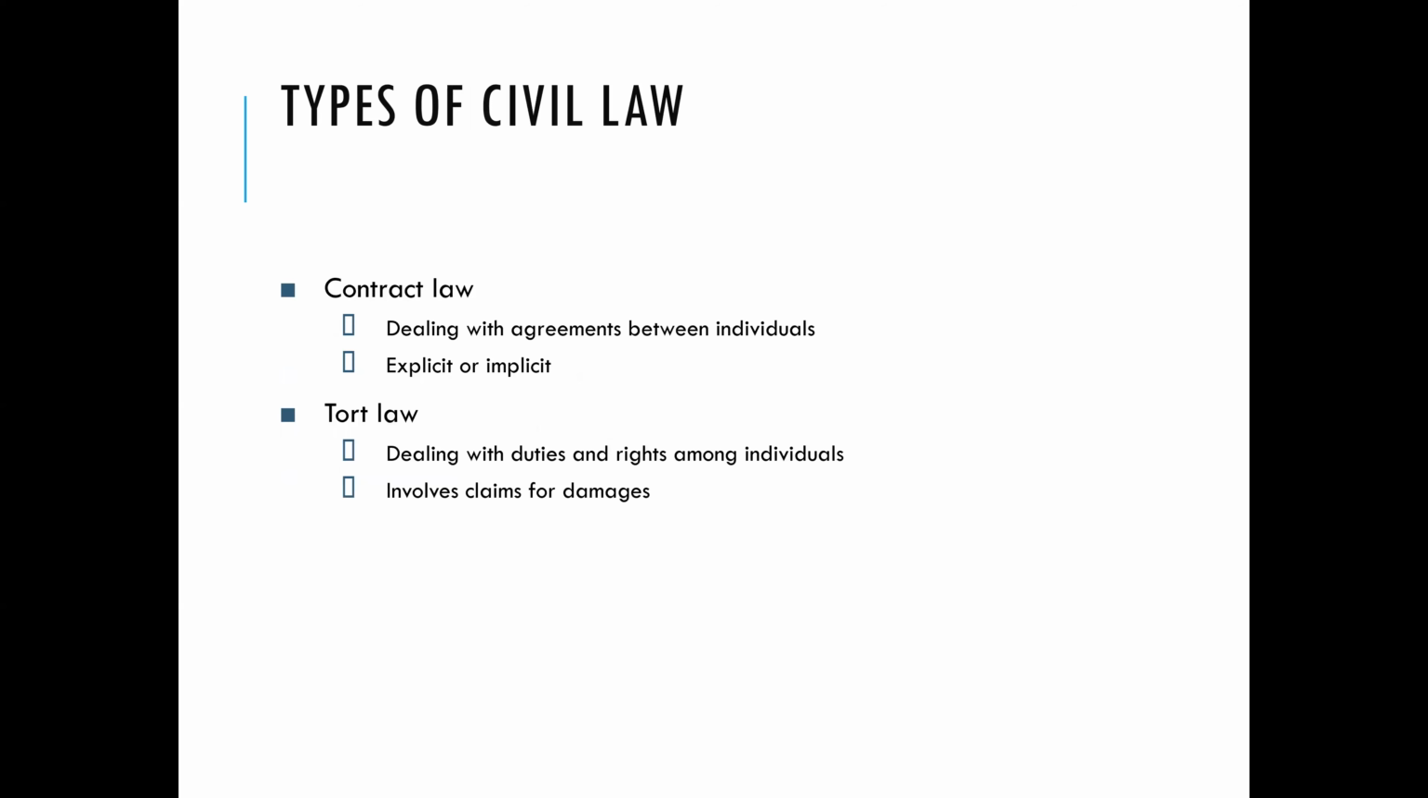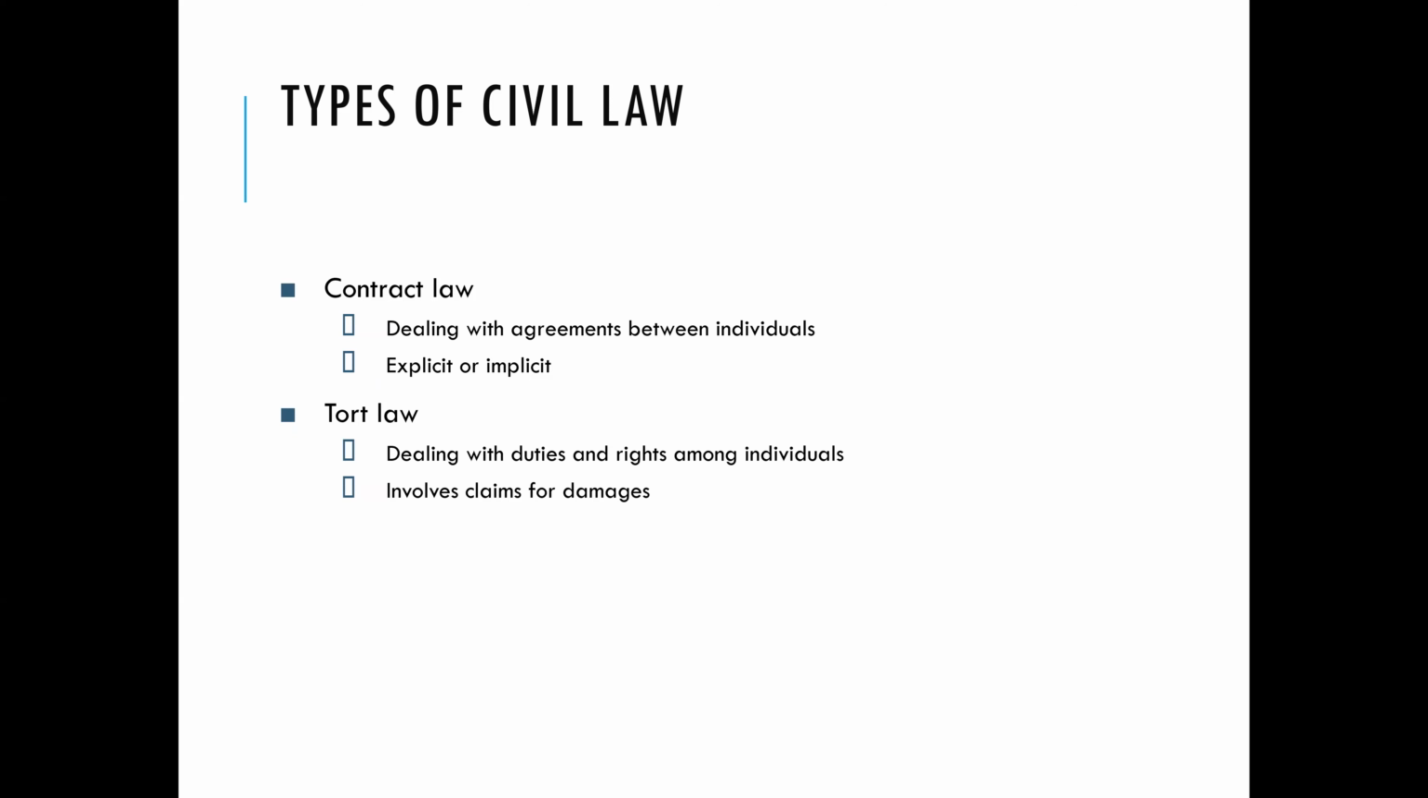So there are different types of civil law, like we talked about, tort law versus contract law. Contract law involves a written or oral agreement between two parties in which one party accepts an offer made by the other party. Okay. A breach of contract occurs if either party does not comply with the terms of the agreement. An example would be an employment contract.